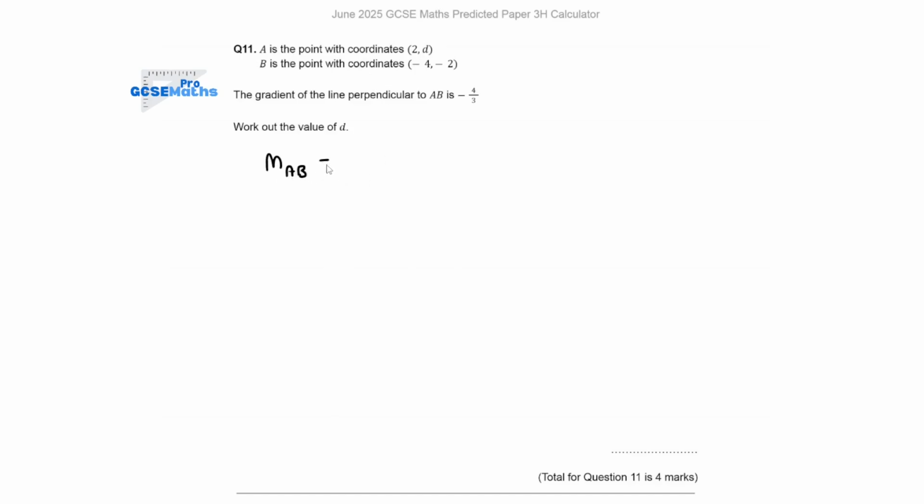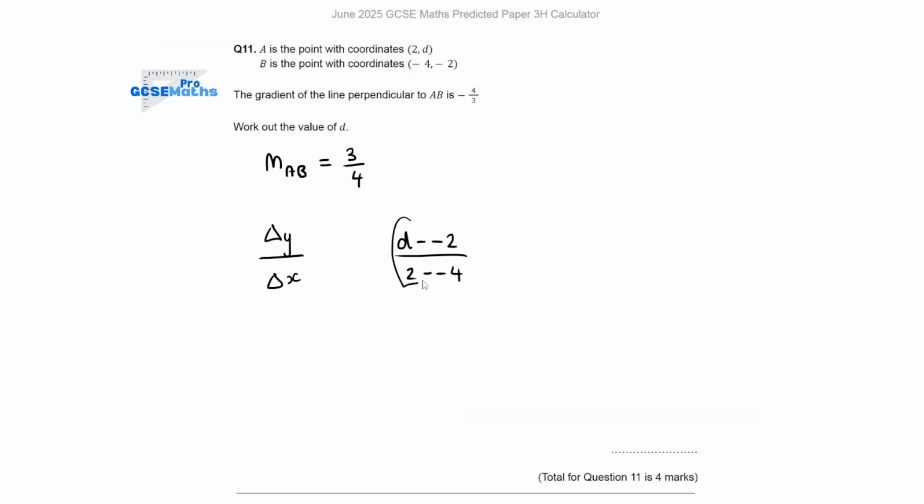Because it's perpendicular, that means it's the negative reciprocal. So negative as in change the sign, it's already negative, so that would become positive. Reciprocal is where you flip the fraction upside down. So I've got 3/4. Now, can I set up an equation to find the gradient of AB? If I were to go and find it, I would do change in y over the change in x, which is the same as d subtract -2 over 2 subtract -4. Now, you can put them the other way around, the -2 and -4 first, the d and the 2 second, that's also fine.